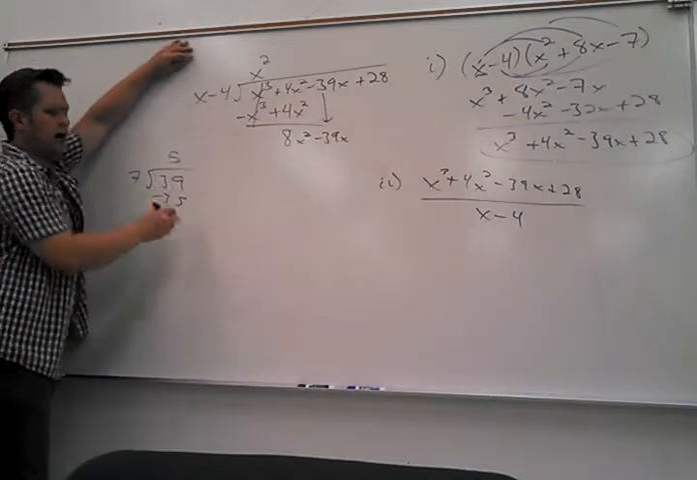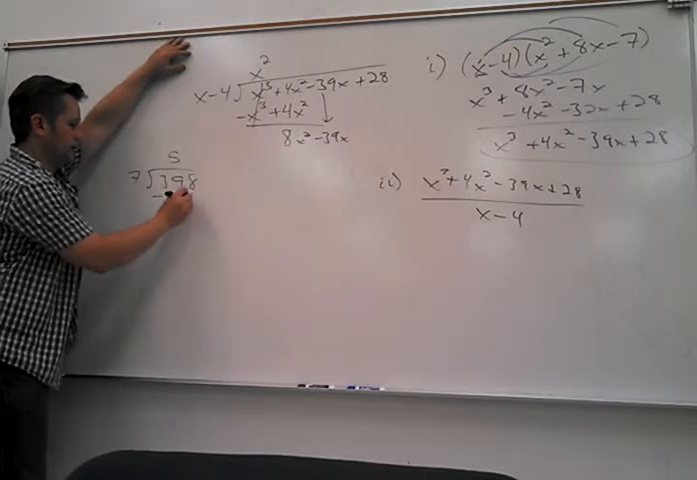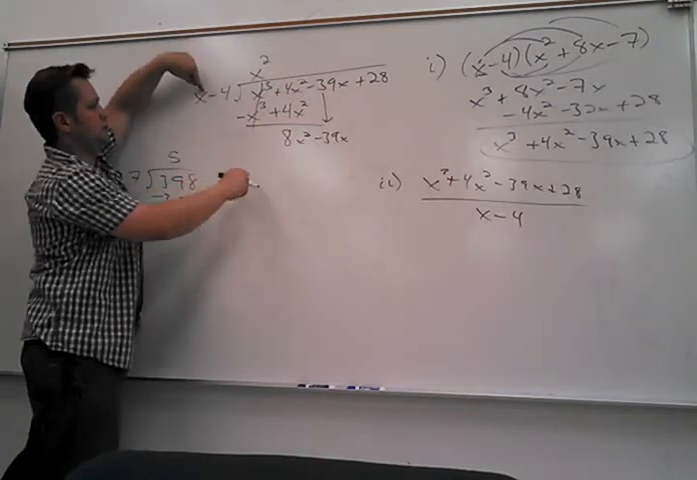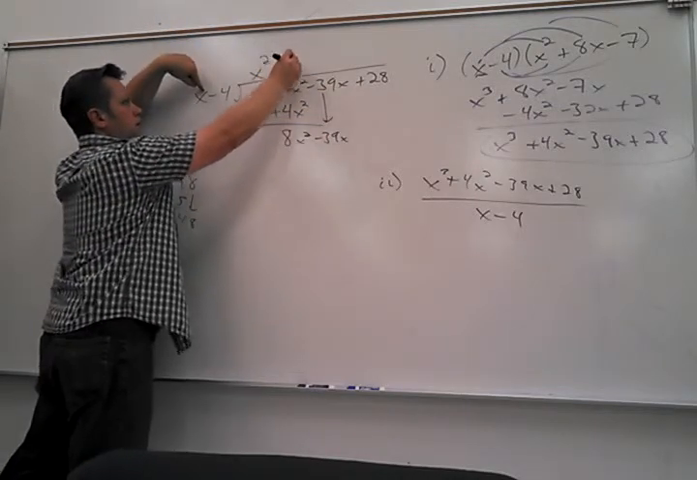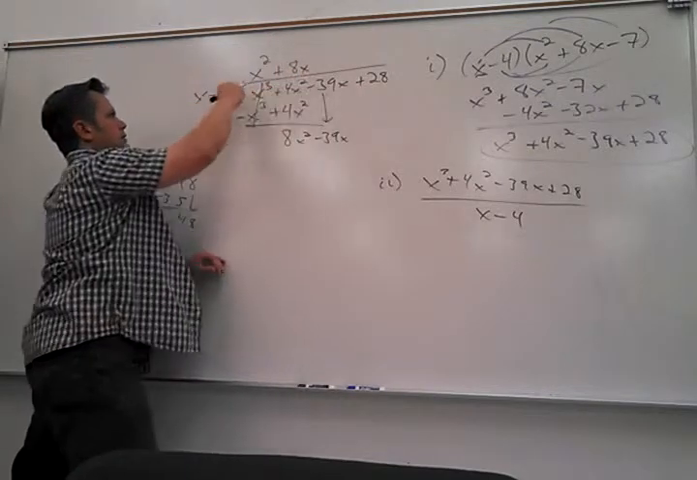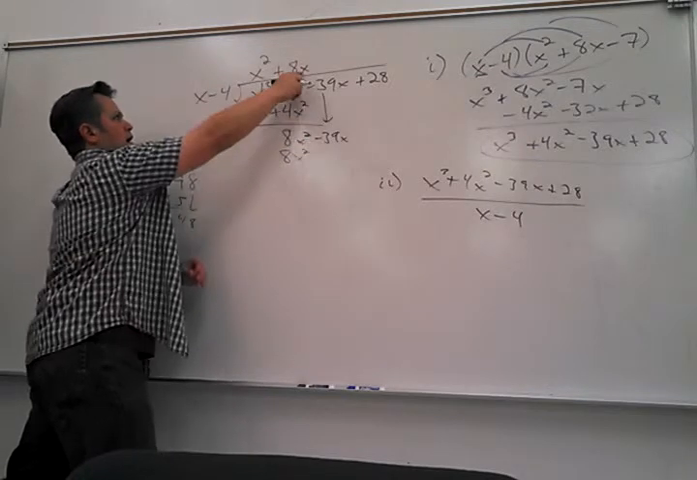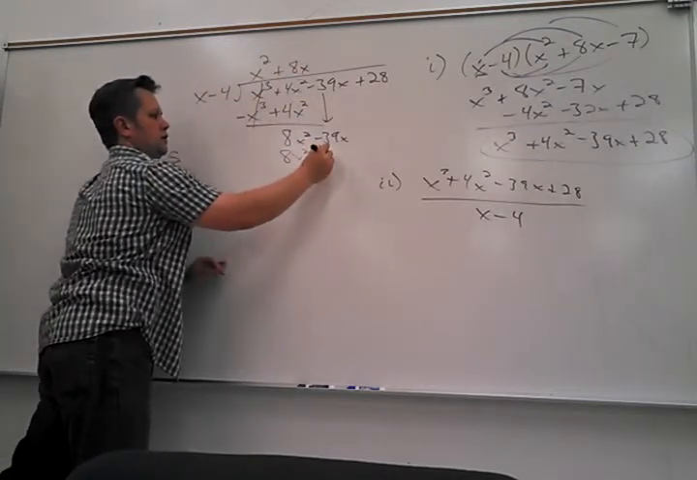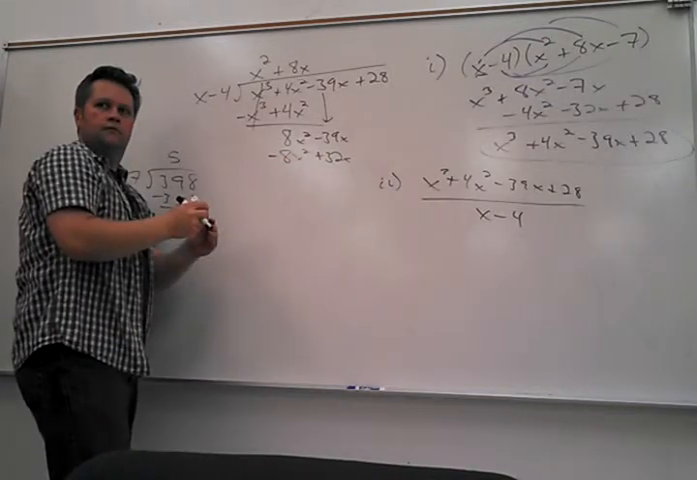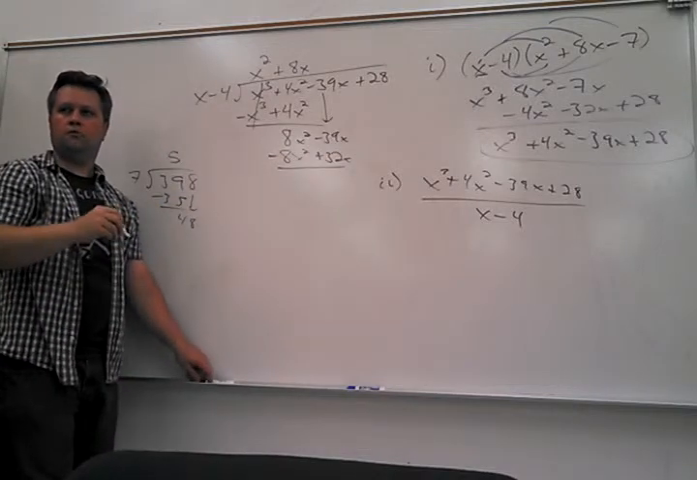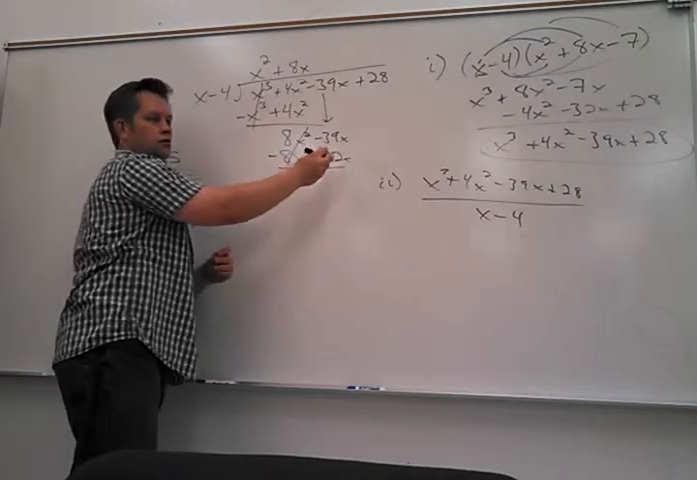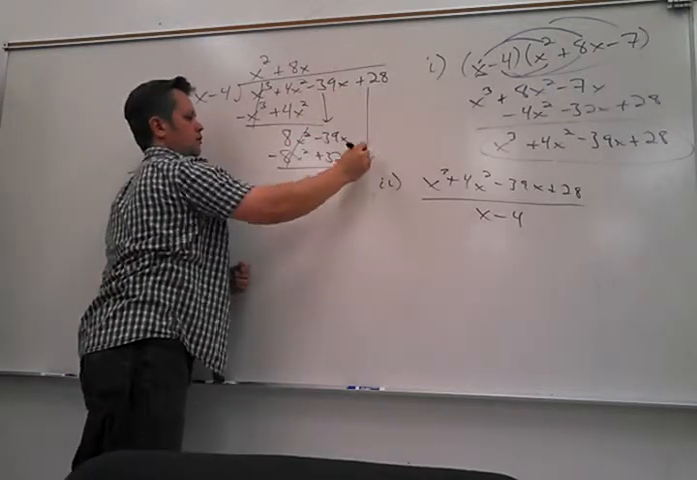Then you bring it down, just like I would if there was more to this problem, I would bring down the next thing. So now I just bring down the next thing. x goes into 8x squared 8x times. So 8x times x is 8x squared. 8x times negative 4 is negative 32. Change the signs. These go away. Negative 39 plus 32 is negative 7x. Bring down the last guy there.